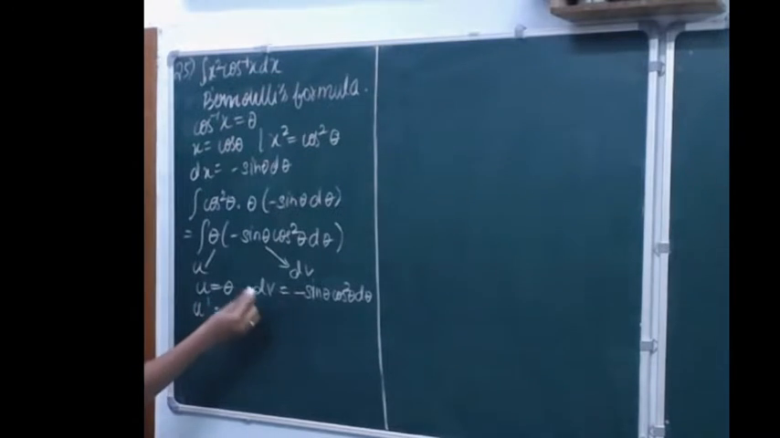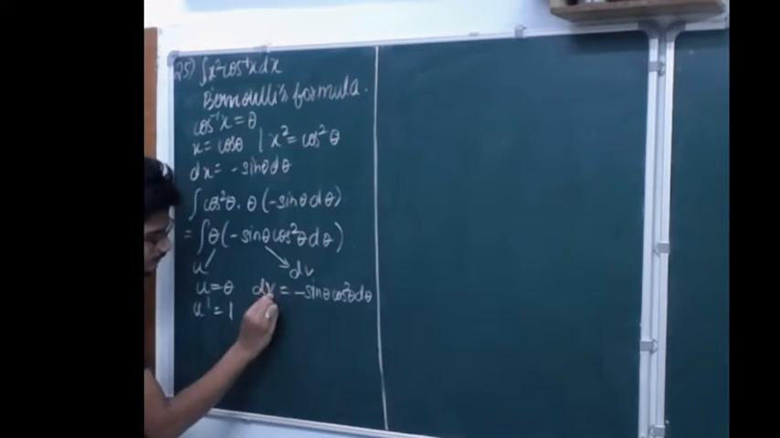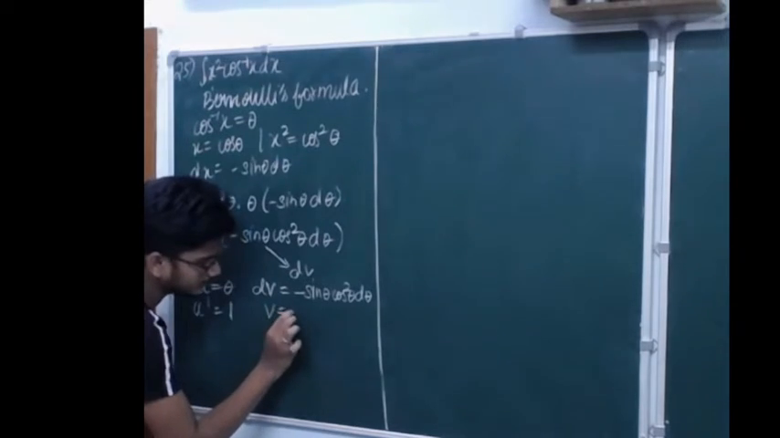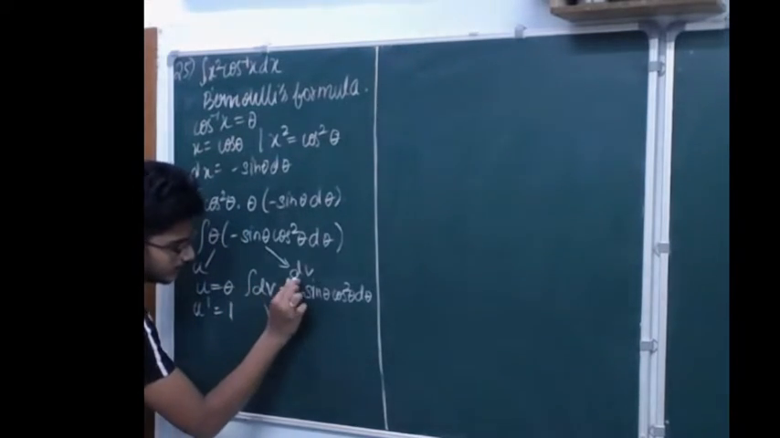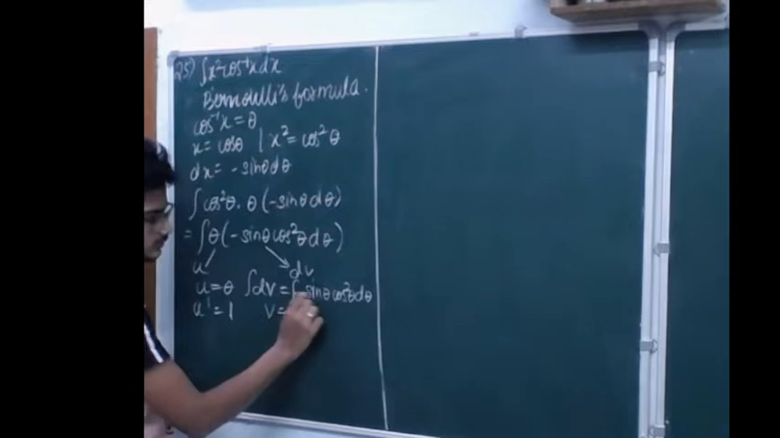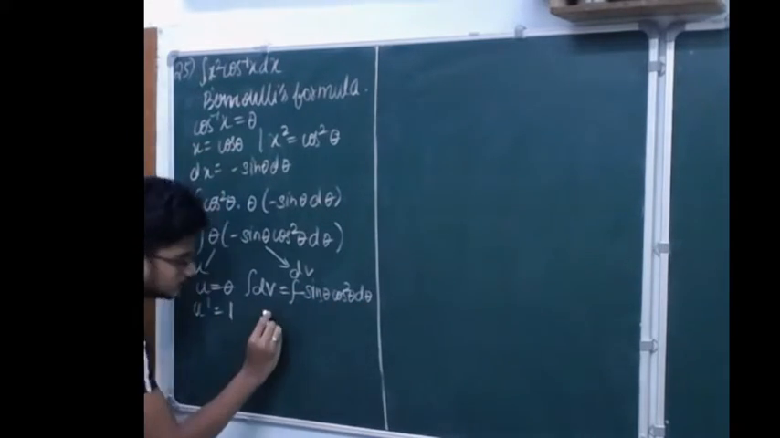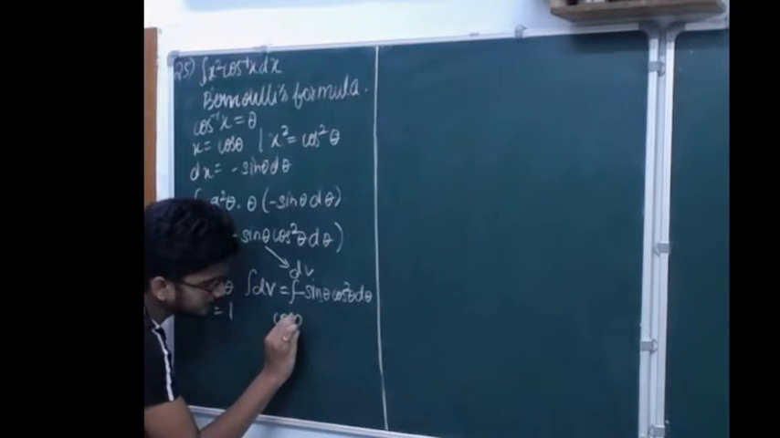So in this case I have to find v and v1 to substitute in Bernoulli formula. So v can be found by integrating the function, that is integral of dv, integral of minus sin theta cos square theta d theta. So I am going to consider cos theta equal to t.